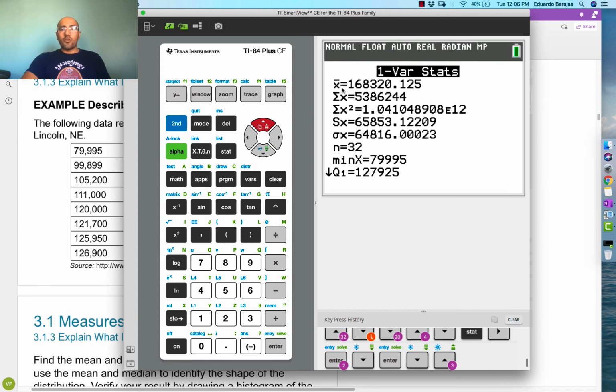And the mean is 168,320. Notice that the calculator has written X bar. The calculator always uses X bar. There's no way for the calculator to know whether you're talking about a population or a sample. So that's up to you to decide whether this should be mu or X bar. But your calculator will always write down X bar. So keep that in mind.